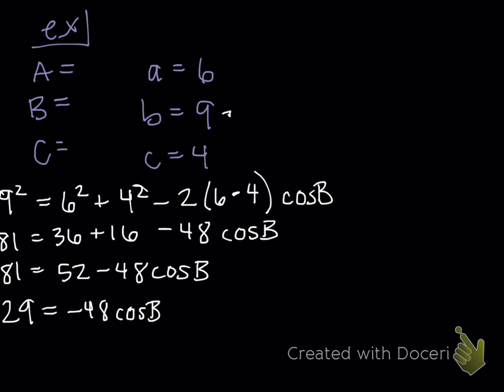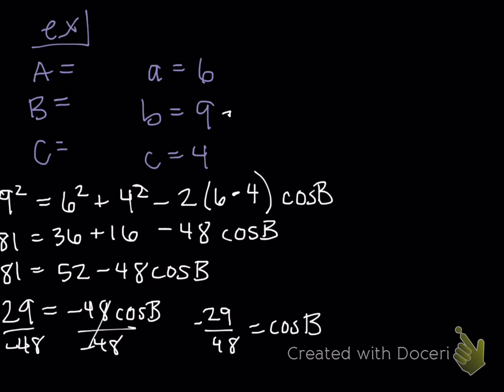And to get cosine of B by itself, I divide both sides by negative 48. So to find out what my angle B is, I have negative 29 over 48 equals cosine of B. So I use the inverse of cosine. So just like we use the inverse of sine, we're going to use the inverse of cosine. So you would type in your calculator, inverse cosine, negative 29 divided by 48. And when you do that, we get that angle B is 127 degrees.